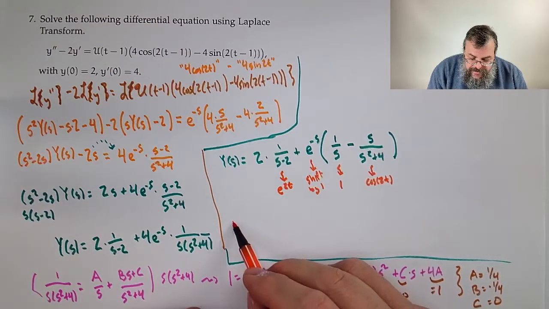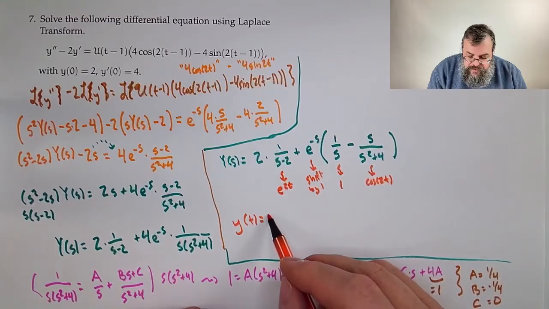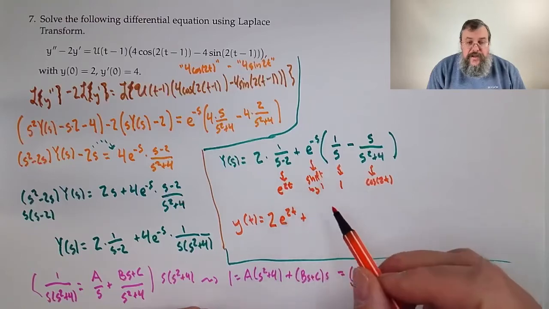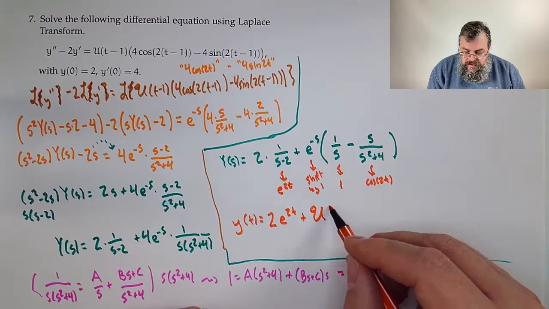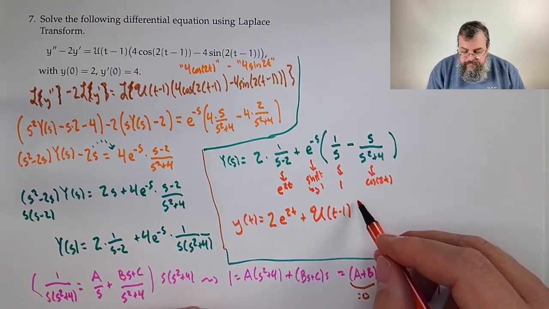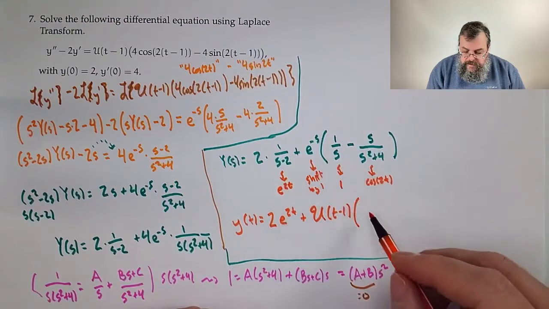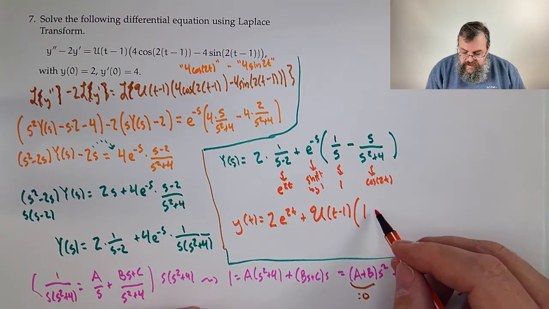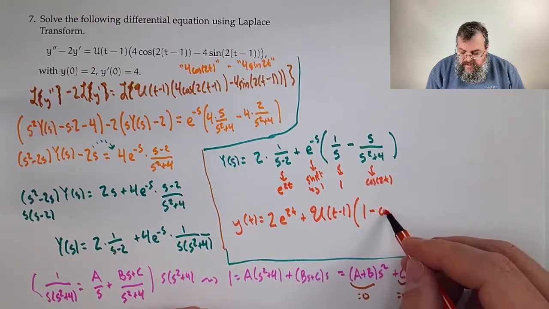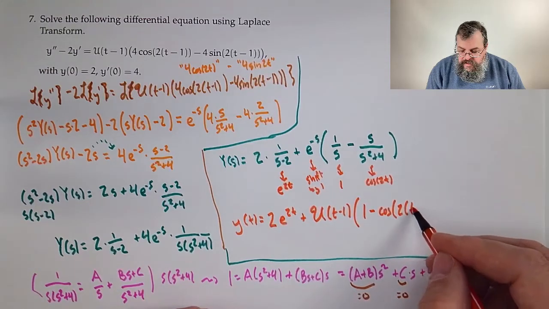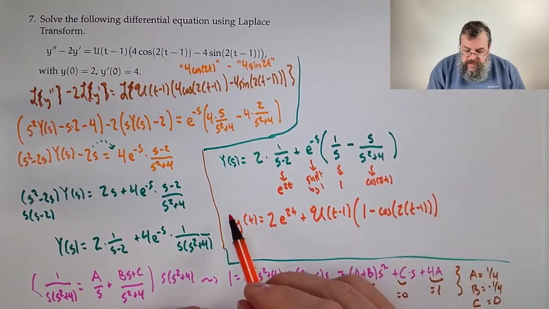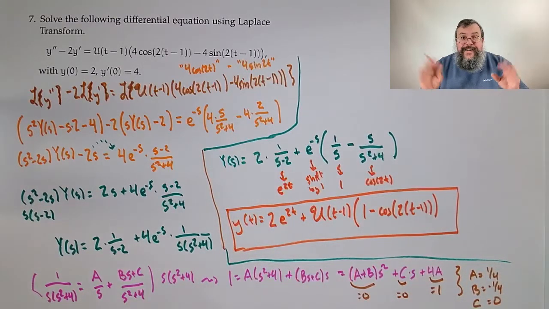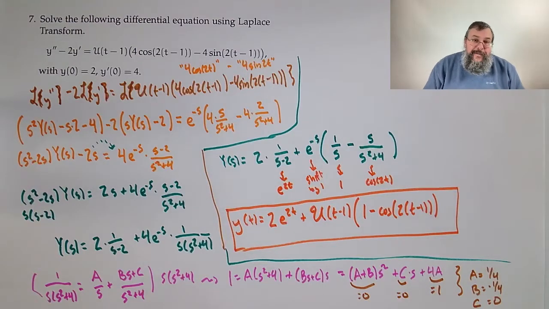All right, now we have all our pieces, and we're ready to put it all together. So our final answer, we have 2 e to the 2t plus our shift by 1, so u of t minus 1. And then we have 1. That's there. And then we're going to subtract cosine 2 times t minus 1. And that's it. We're done with this problem, right?